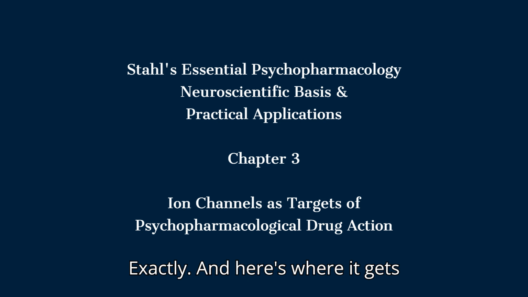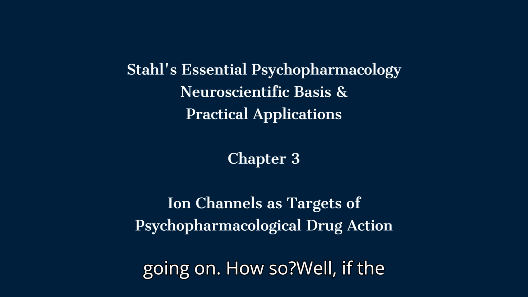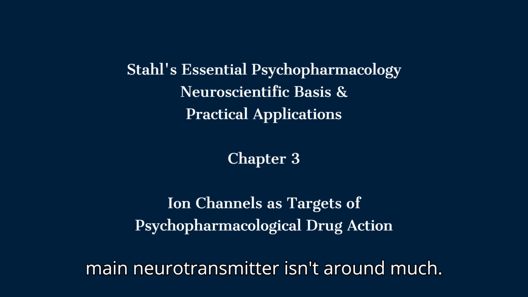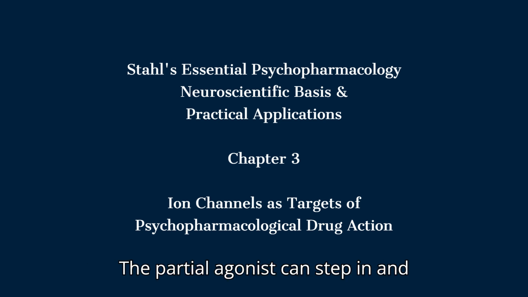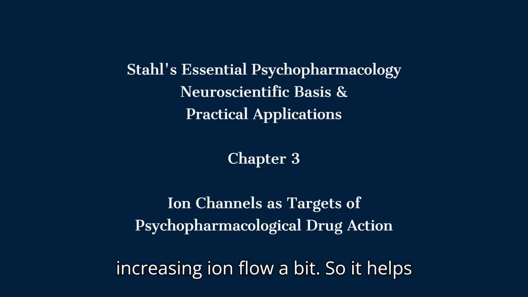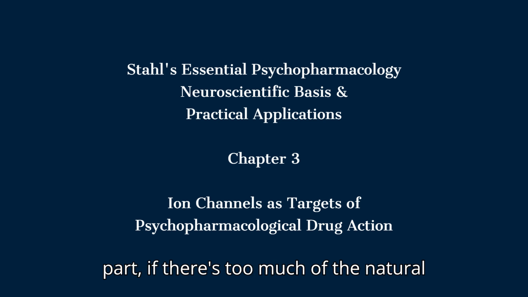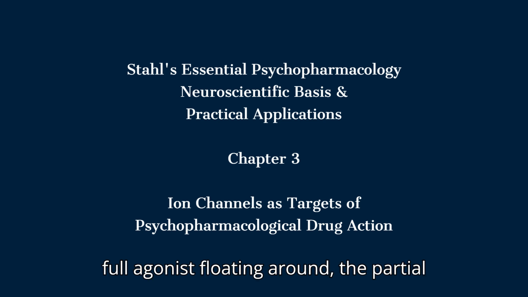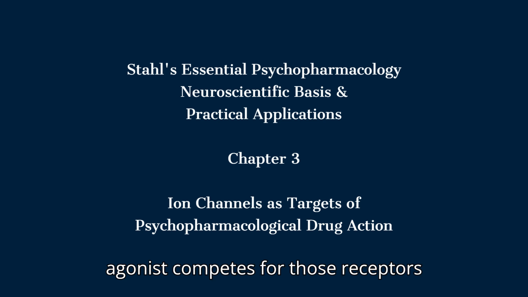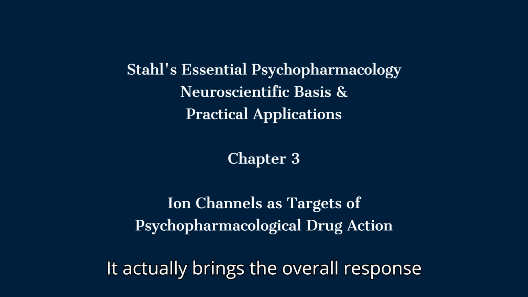Exactly. And here's where it gets interesting. Partial agonists can act differently depending on what else is going on. How so? Well, if the body's natural full agonist, the main neurotransmitter, isn't around much, the partial agonist can step in and provide some activation. It acts like a net agonist, boosting the signal, increasing ion flow a bit. So it helps out when the main signal is weak. Precisely. But, and this is the cool part, if there's too much of the natural full agonist floating around, the partial agonist competes for those receptors. And because it produces a weaker signal, it actually brings the overall response down.